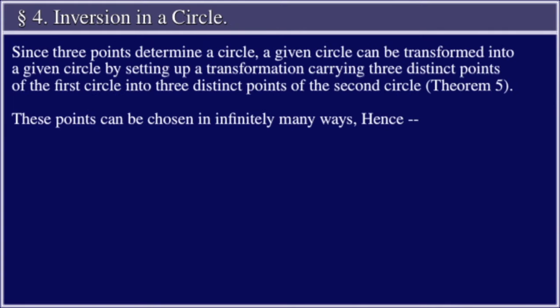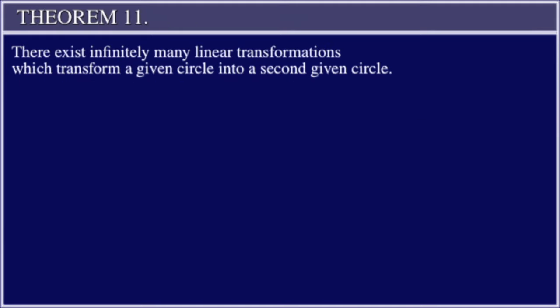transformed circle. Since 3 points determine a circle, a given circle can be transformed into a given circle by setting up a transformation carrying 3 distinct points of the first circle into 3 distinct points of the second circle. Theorem 5. These points can be chosen in infinitely many ways. Hence, Theorem 11. There exist infinitely many linear transformations which transform a given circle into a second given circle. Corollary. There exist infinitely many linear transformations which transform a given circle into itself.